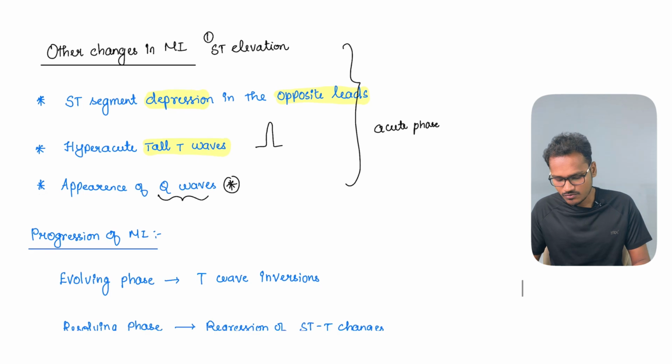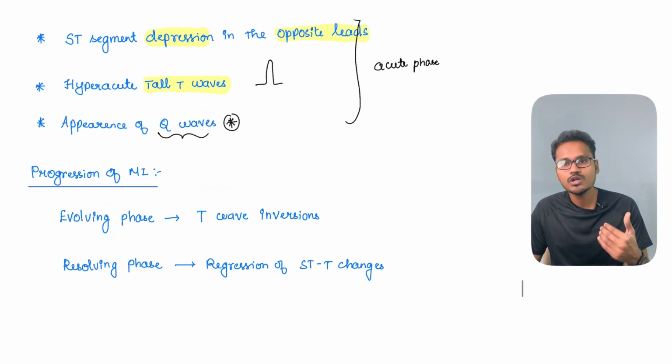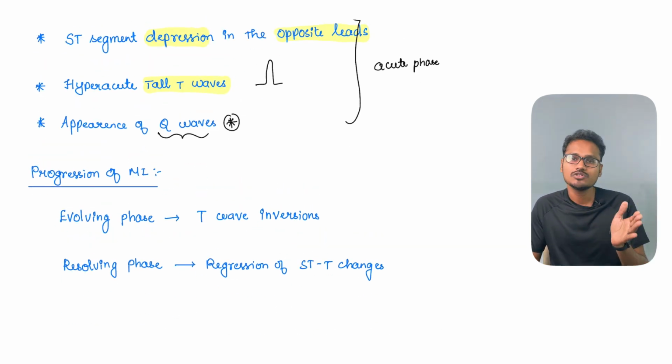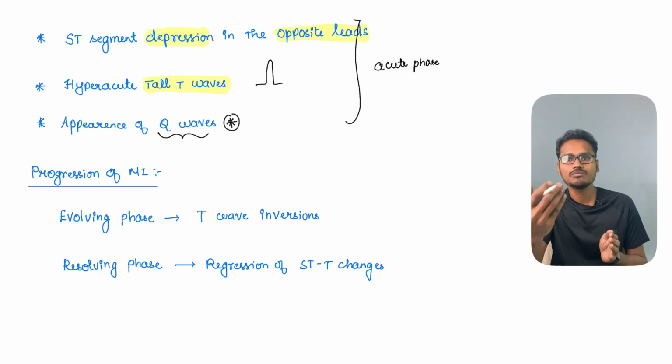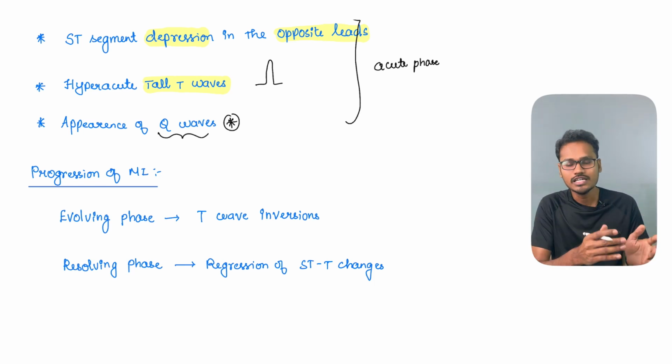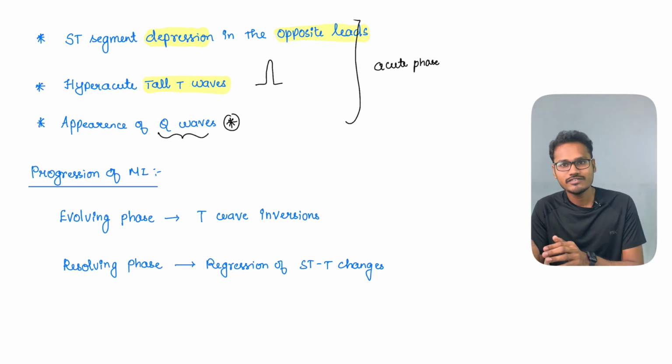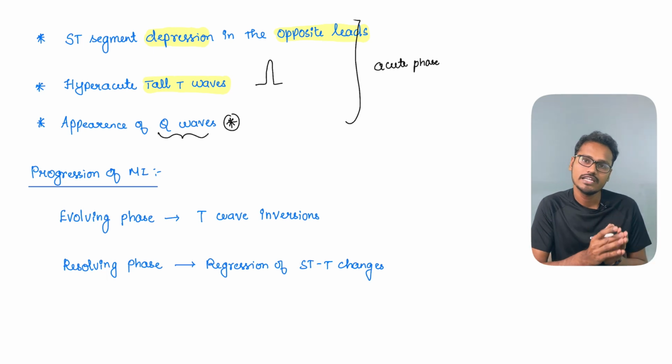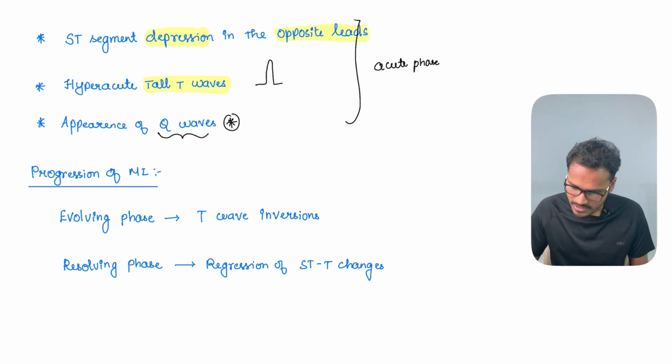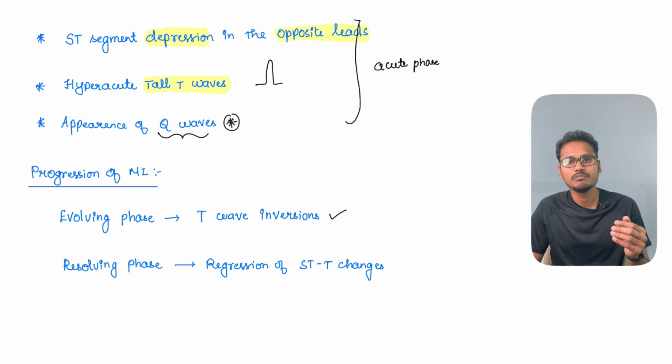In the next phase, which is also called the evolving phase, suppose the patient had a chest pain and he has not reported to you immediately. He is coming after 1 day. Fortunately, he has survived the attack and he is coming to you after a day or two. In that, what will happen? The T wave inversions will happen. The T wave which was tall, now it will become inverted.